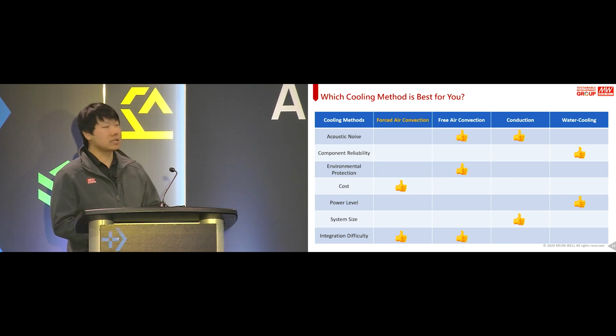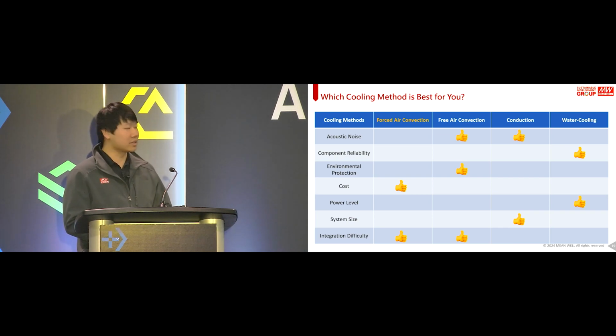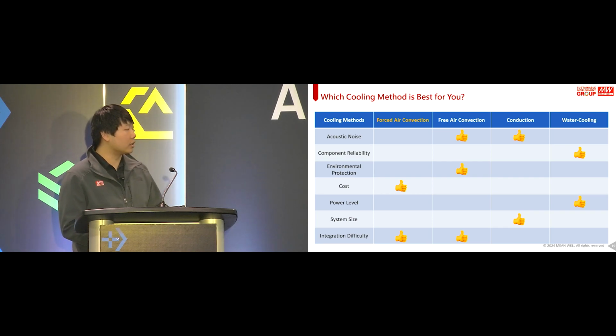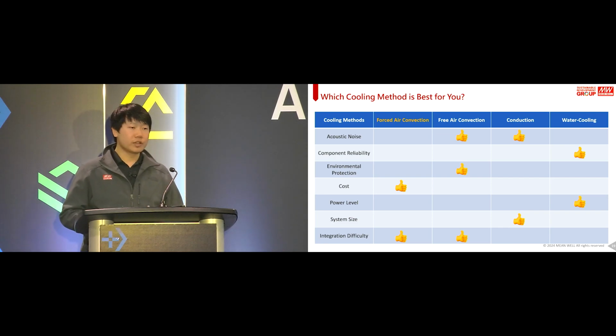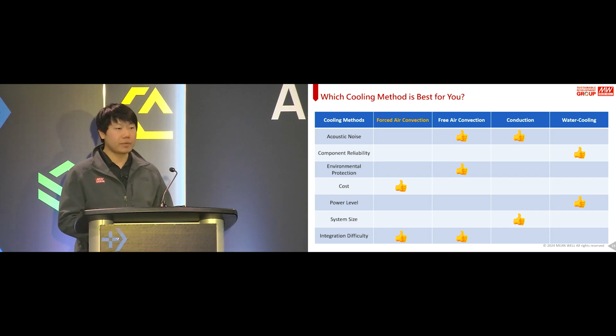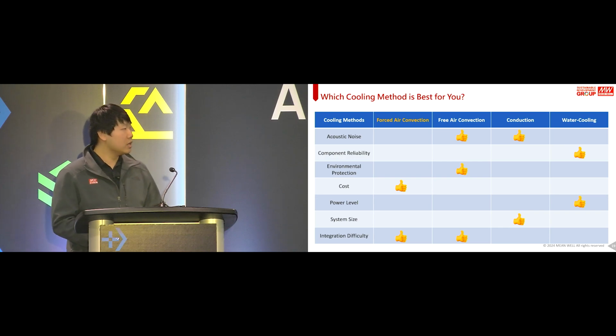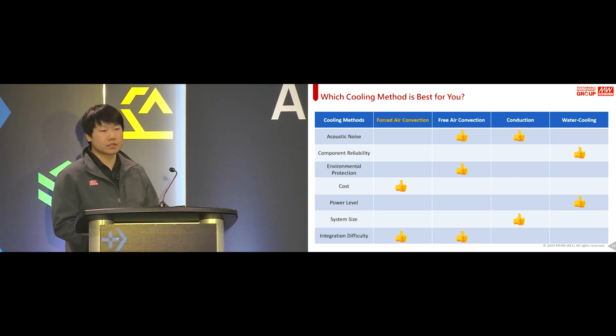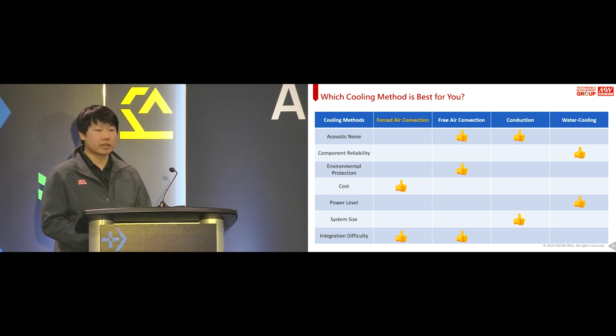And for the cost, forced air convection is the most common, easiest to implement, and lowest cost implementation. And then for the power level, if you want to really push the power level, you have a very high power density, very high power system, you want to utilize some form of water cooling to remove the heat. And in terms of the system size, conduction cooling is typically the best because your enclosure can act as a heat sink in some cases if it's metal.